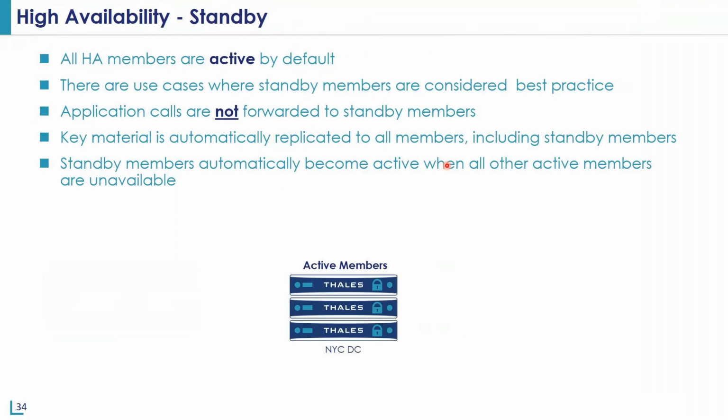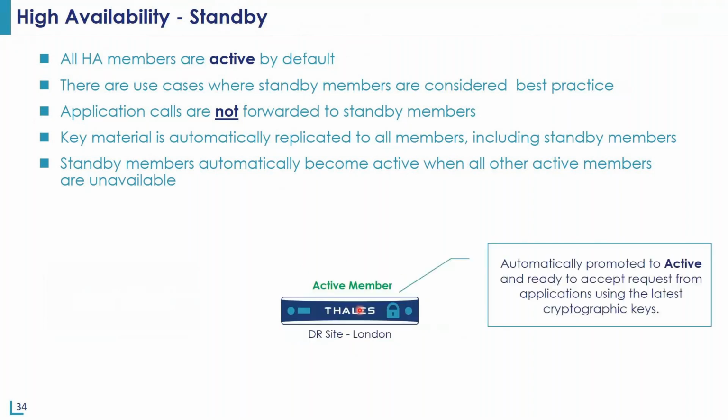Active standby. Your application calls will not be forwarded to your standby members, but any key material update like key generation or key deletion, those requests will be sent to your standby members. So that if all the active members are not available, if all the members are down, your standby members can still serve the cryptographic requests. That's why they should always have the updated key material. And this promotion from standby to active is again automatic. Luna client is keeping track of that.